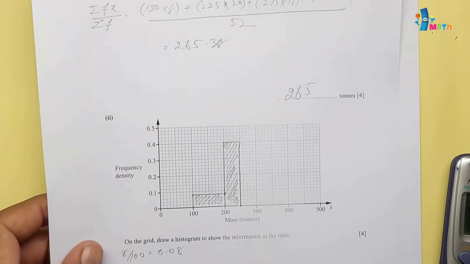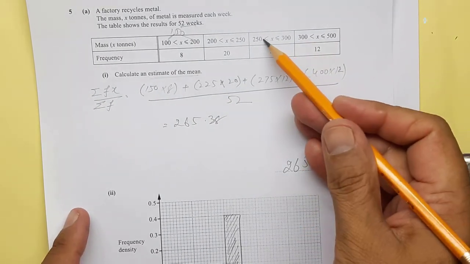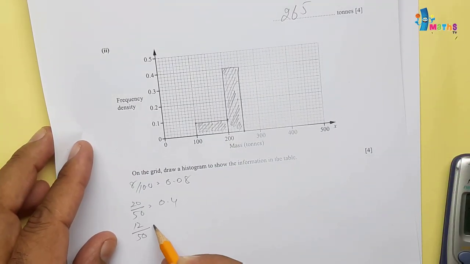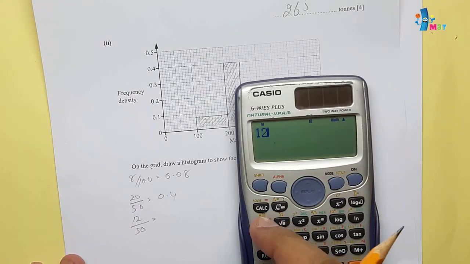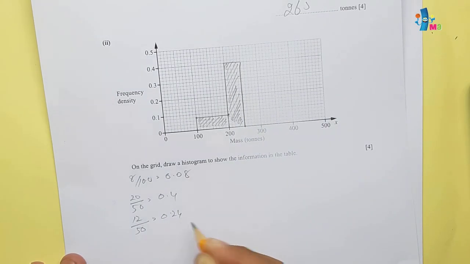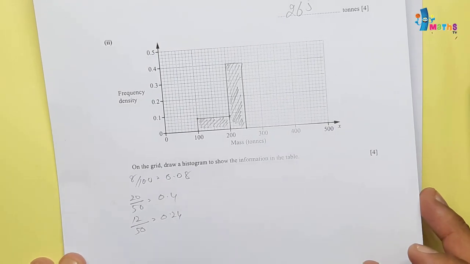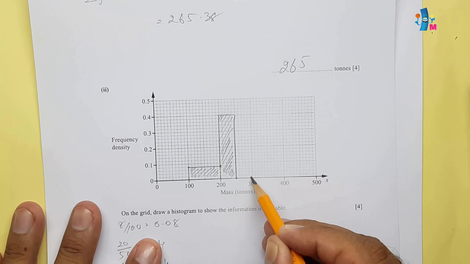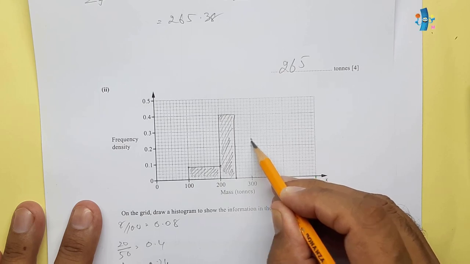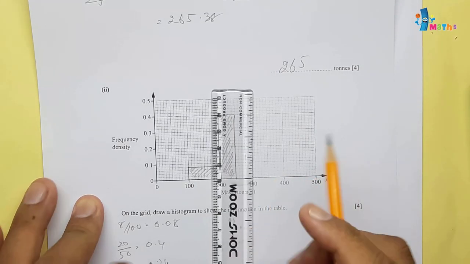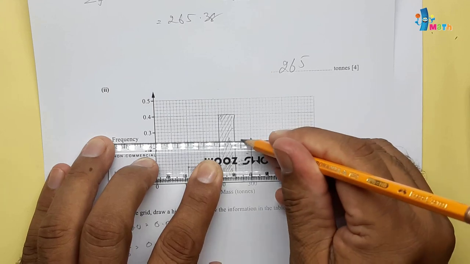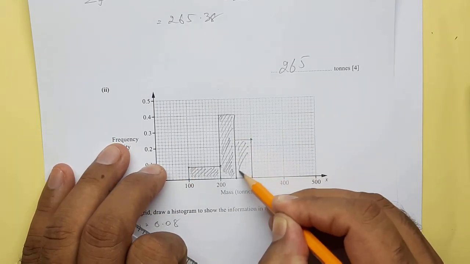Next, the third one is 12 divided by this width, which is 50. So 12 divided by 50 is equal to 0.24, and this is from 250 to 300. 250 to 300 is up to this one, 0.24. 0.2 here, 0.4, so up to this mark. So we can draw this bar as well up to this, and we can join it with this, and this one will be the bar.